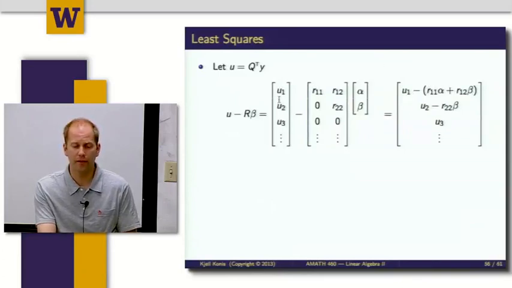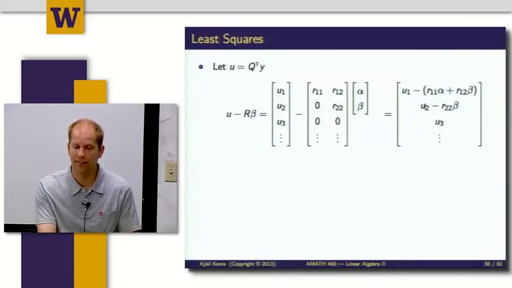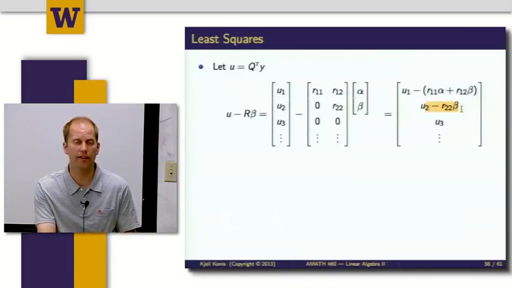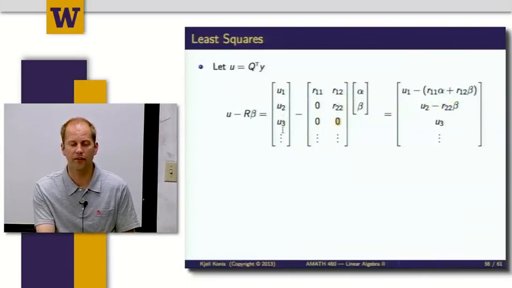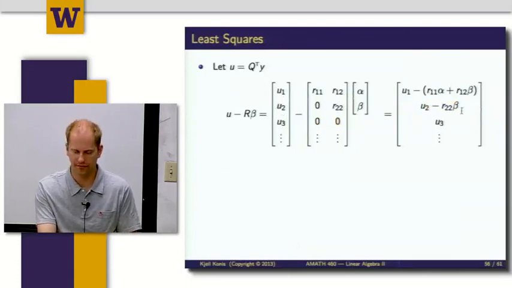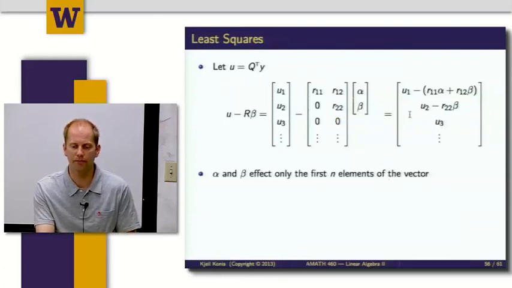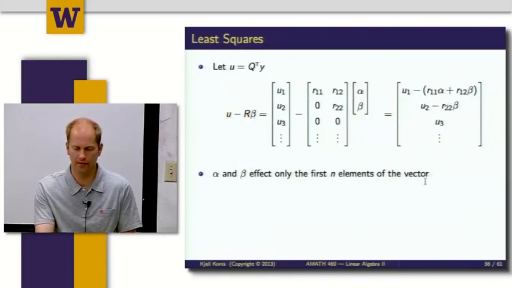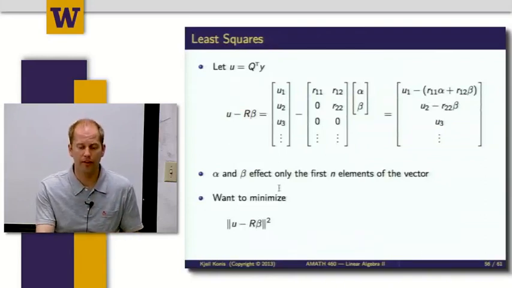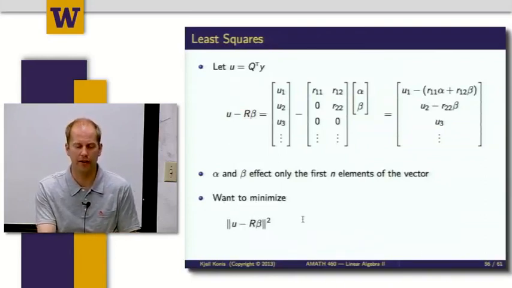In the second position, I'm going to have U2 minus 0 times alpha minus R22 beta. So in the answer over here, I get U2 minus R22 beta. And then for every other element here, I'm going to have 0 times alpha plus 0 times beta. So the rest of U stays unchanged. So alpha and beta affect only the first n elements. In this particular case, n is 2. So they only affect the first 2 elements of this vector U minus R beta. And remember, I'm trying to minimize this thing, U minus R beta.